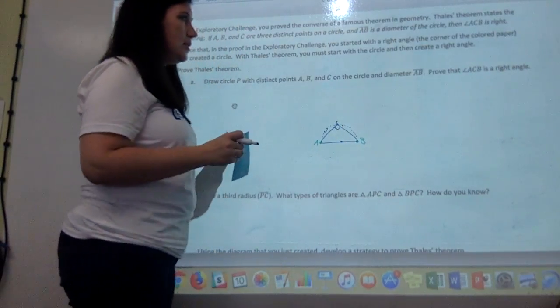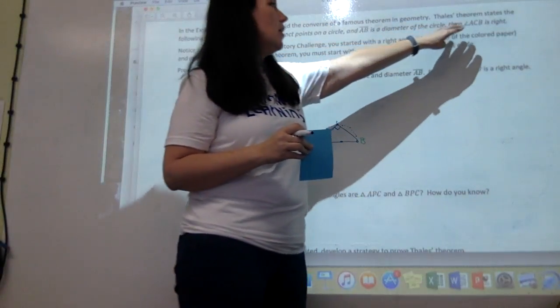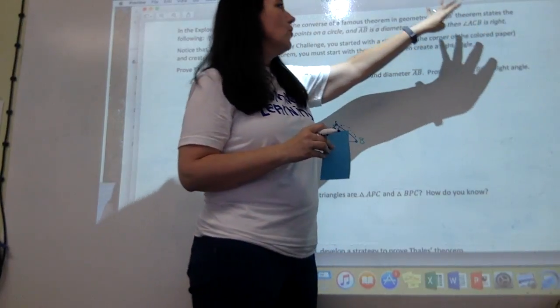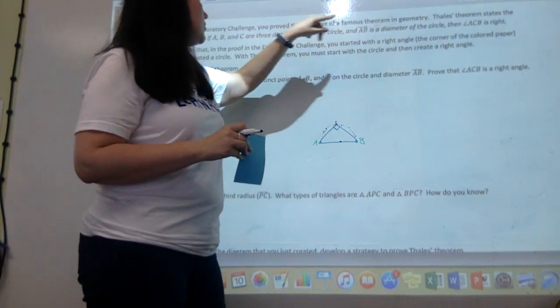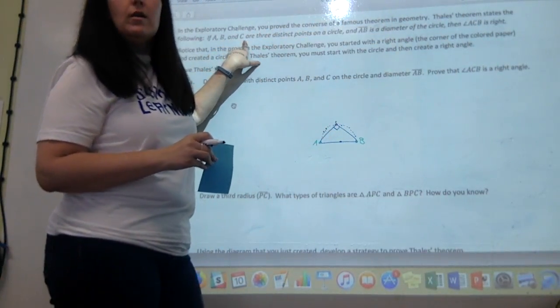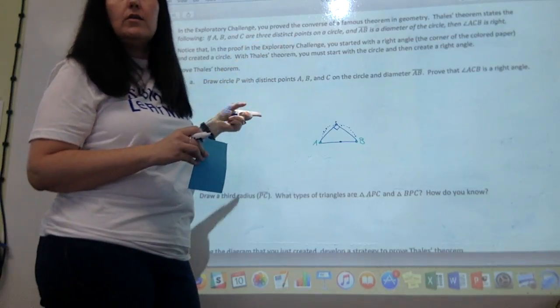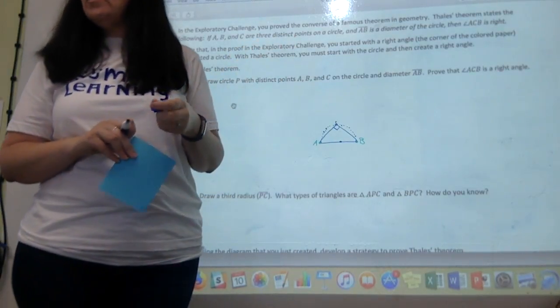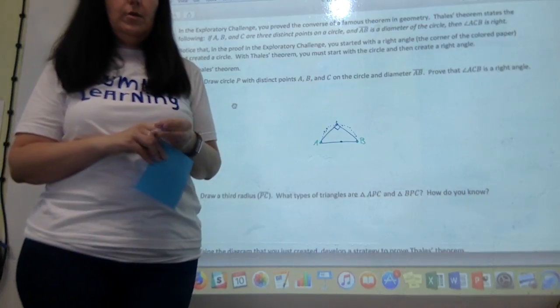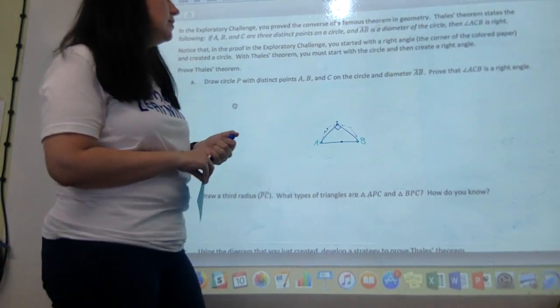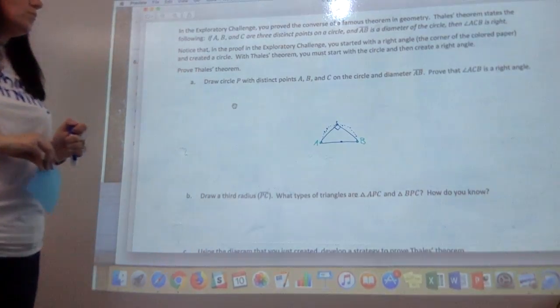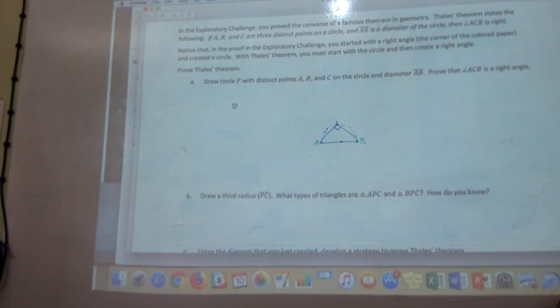I did the opposite of it. I said if that is a right angle through 2 points that's a diameter, then the points are on a circle. Does that make sense? And that's Thales' theorem, working backwards. So if it makes that, then it's on a circle. Correct.